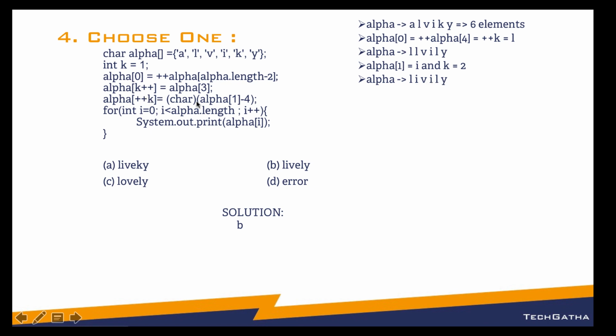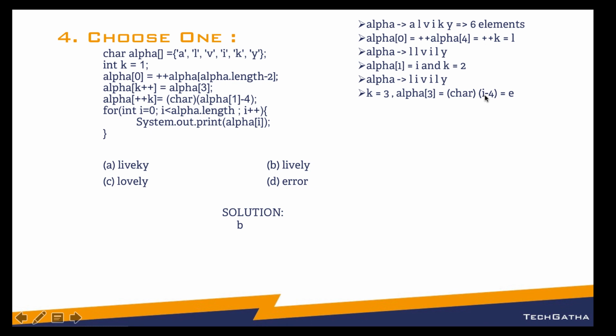Next statement, alpha of plus plus K. K has already changed to 2, it's 3. Alpha of 3 is equal to alpha at the index 1, so 0, 1, that is I, minus 4. So it decrements the value of I by 4. You can count, it comes to E.